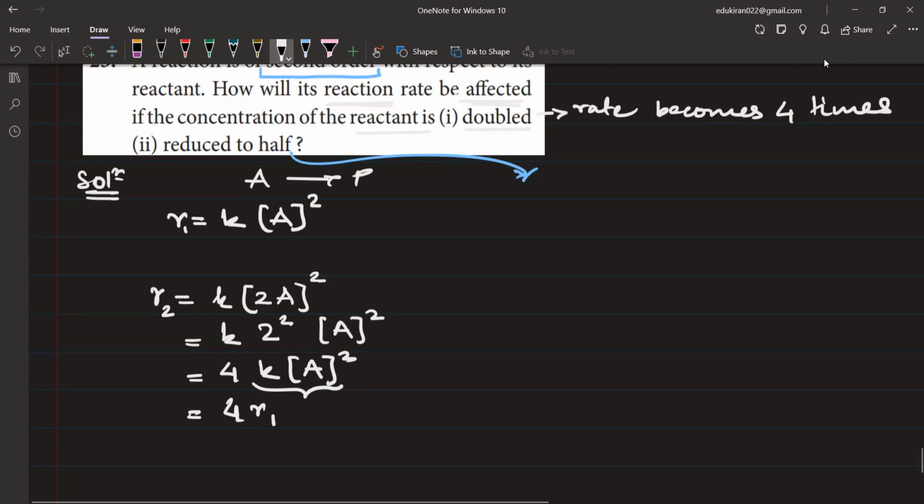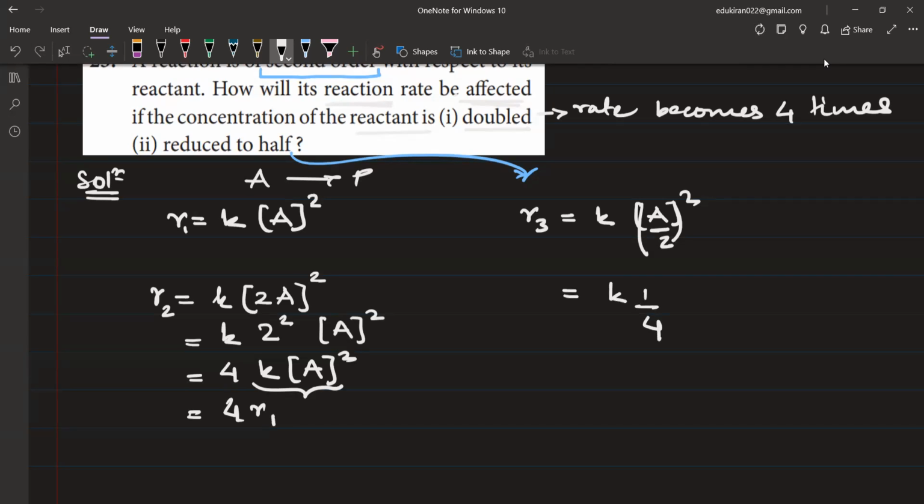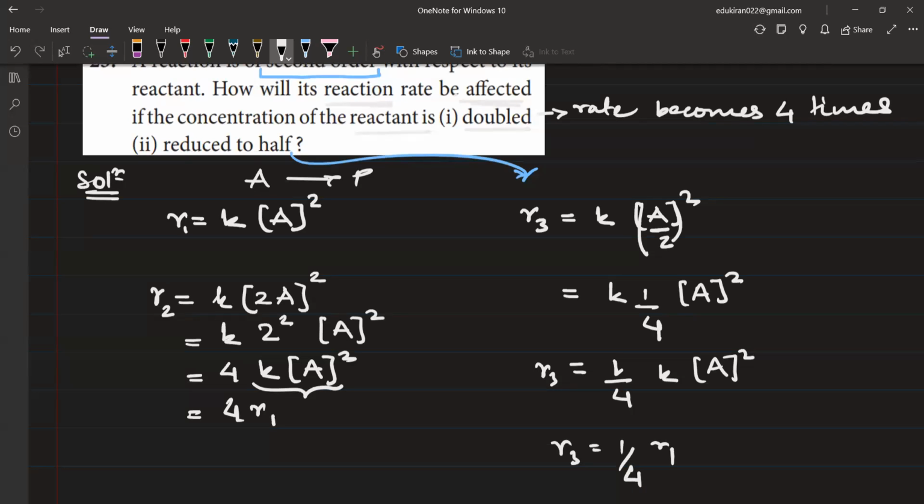For this, I'm going to write R3 will be equal to K. Now what we have done, halved it. So A divided by 2, this complete thing will be in the square. You will get this as K 1 upon 4 A square. This will be equal to 1 upon 4 K into A square. Now this is your R3. We can write R3 is equal to 1 by 4 of R1. So it decreases by 4 times. Okay, when it is reduced to half, it is decreasing by 4 times.